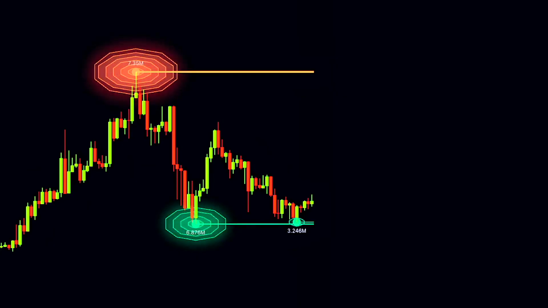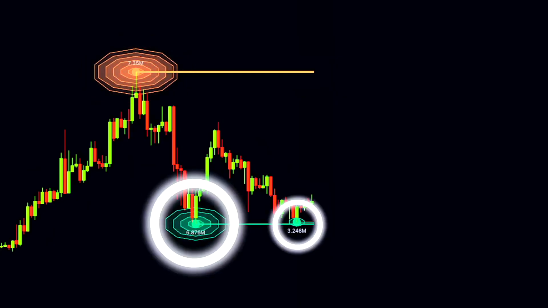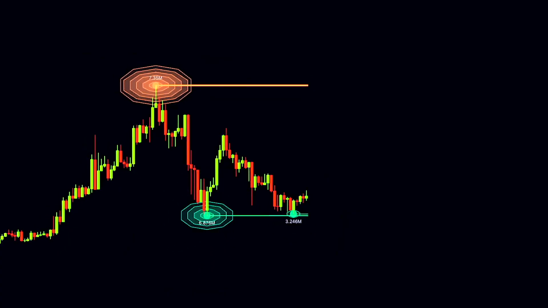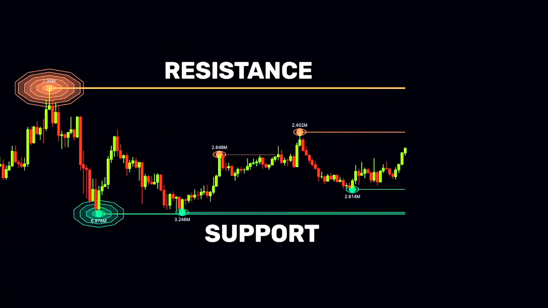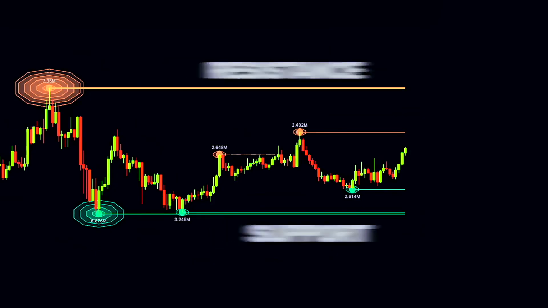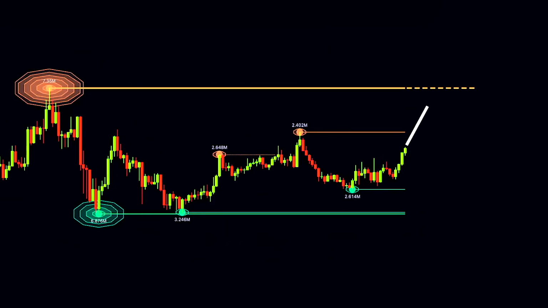The bigger the circle, the stronger the market activity at that level. Each one even displays the exact volume, so you know exactly where heavy players are active. But this isn't just about circles. As price moves, the tool draws horizontal support and resistance lines from those high volume pivots. These levels become critical zones where price often bounces or breaks through.